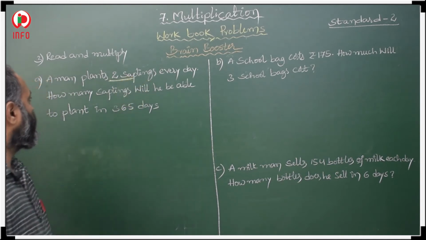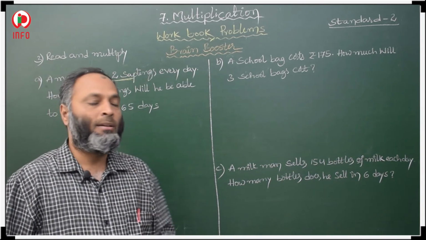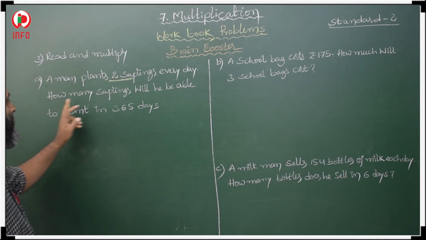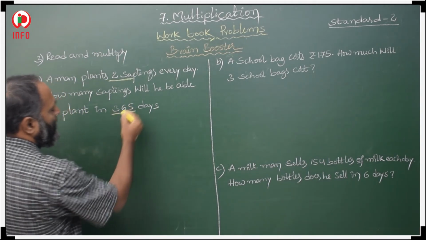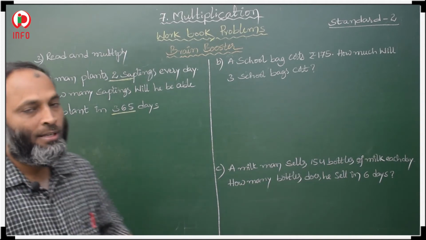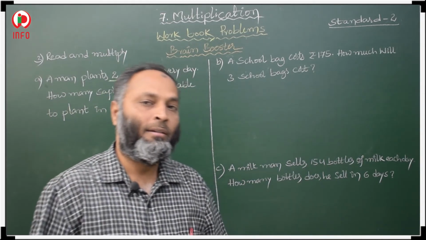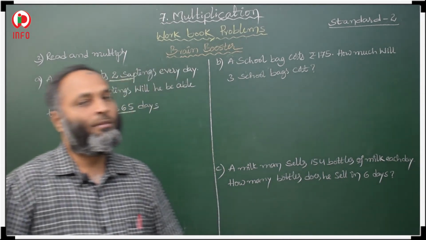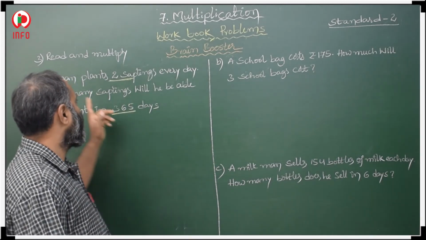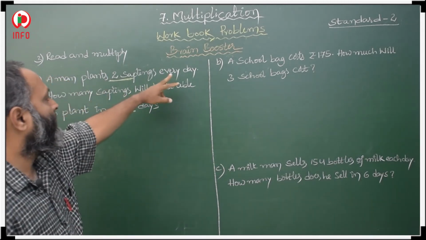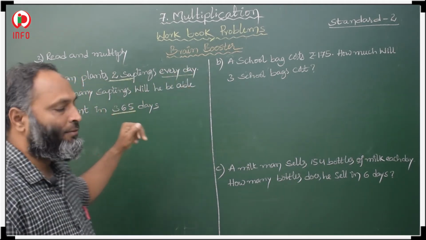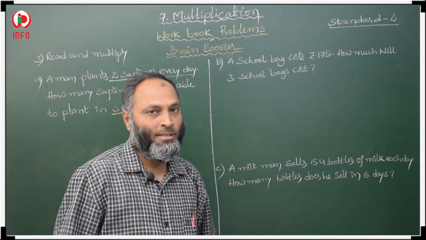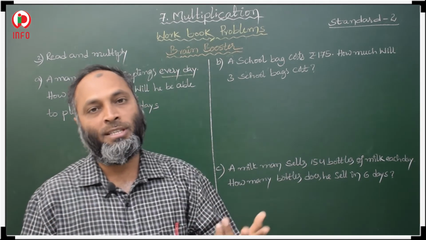So, how many? 2 plants every day. Then how many saplings will be able to plant in 365 days? In 365 days, how many plants did he plant? That is what we have to find. About every day means 1 day is given. He is asking for 365 days, which means the unit is given and more is asked.